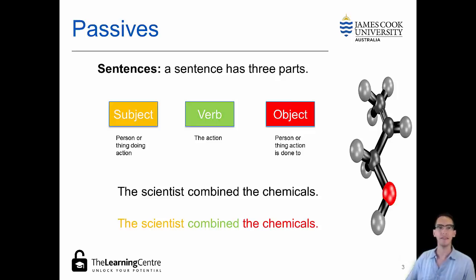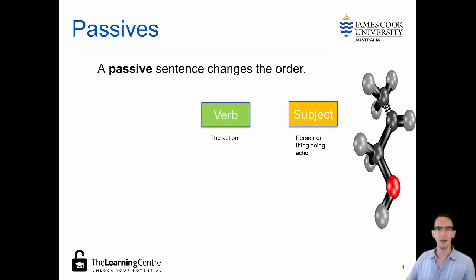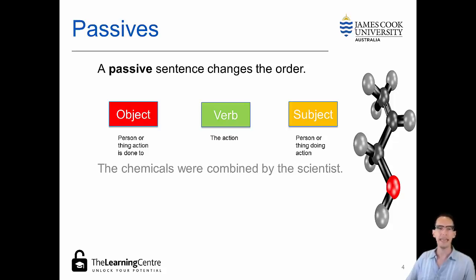A passive sentence changes the order of these elements. The subject moves from the beginning of the sentence to the end of the sentence. The verb stays in the middle, and the object goes at the beginning. So let's go back to our example sentence. Now we would have the chemicals were combined by the scientist. The object, the chemicals, the things that are being combined, moves to the start. The verb stays in the middle, and the subject goes to the end of the sentence.